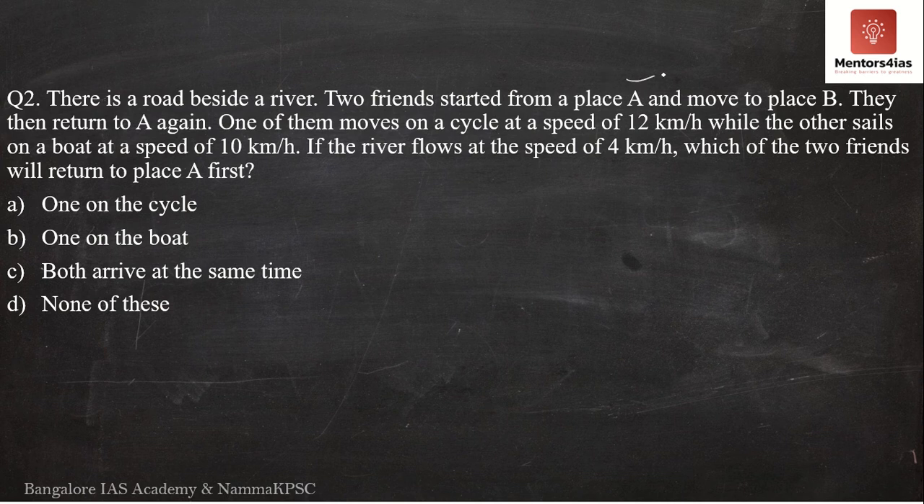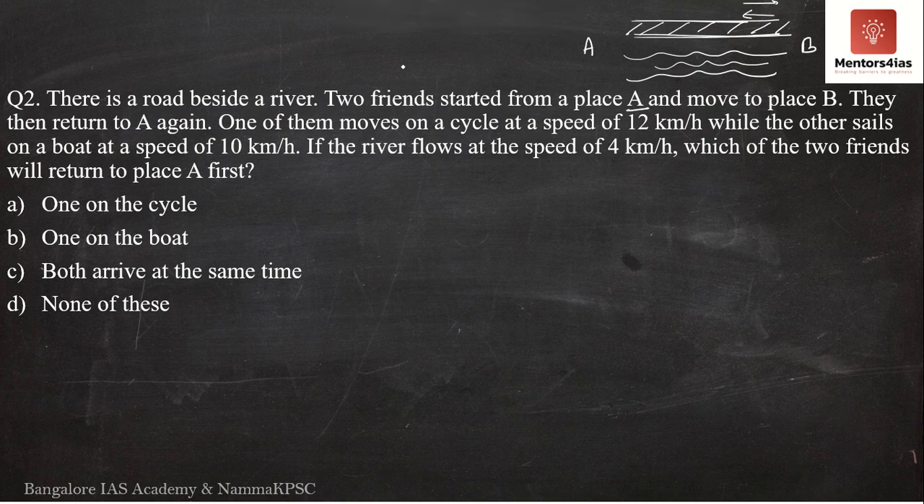So you have a river which is flowing over here. Okay, and beside the river we have a road. We have a road over here. Two friends start from place A and move to place B. They then return to A again, meaning they go from A to B and then return from B to A back.